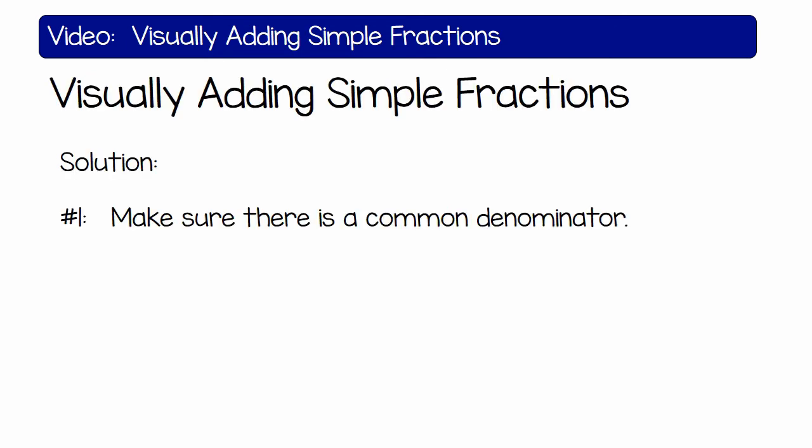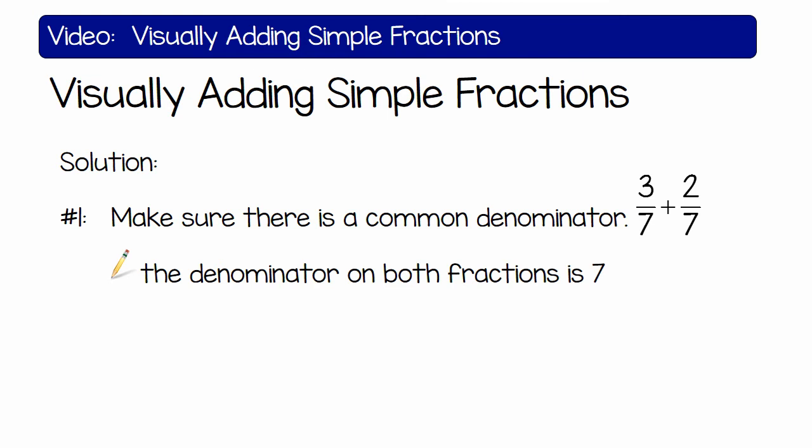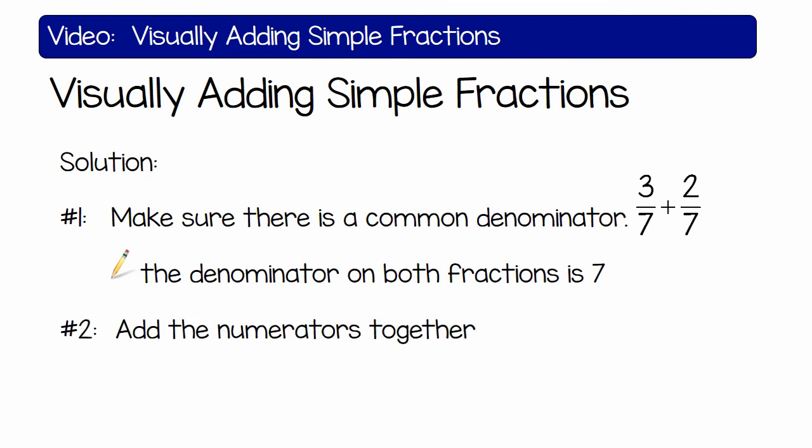Here is the solution. Number 1, make sure there is a common denominator. Yes, both denominators are 7. Let's move on. Add the numerators together. 3 plus 2 would give us 5 out of 7.